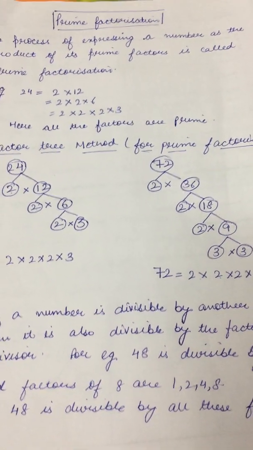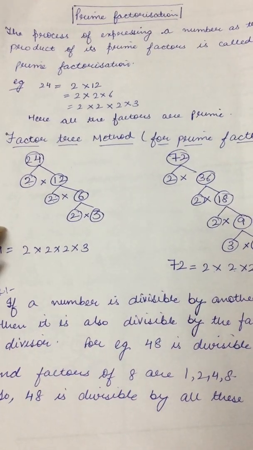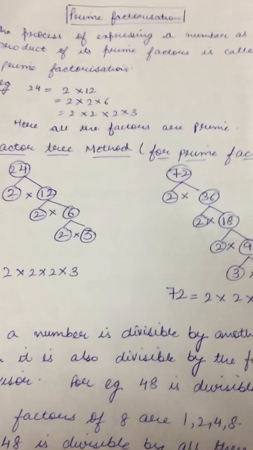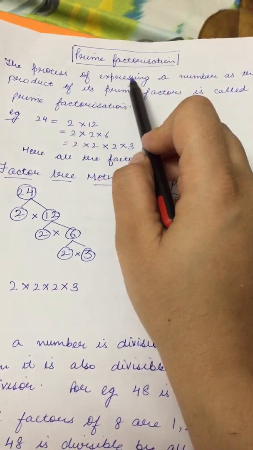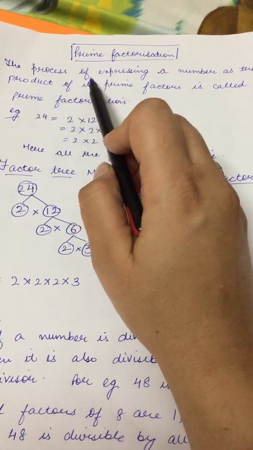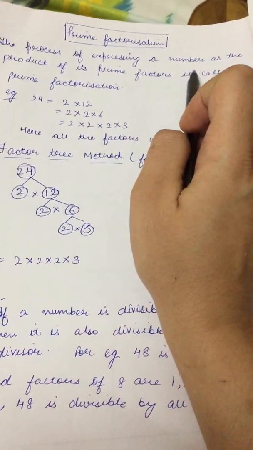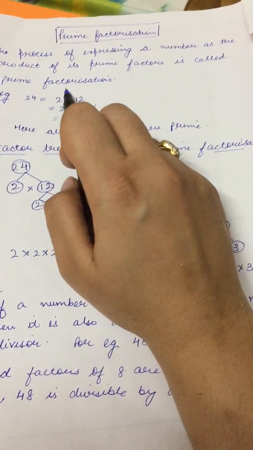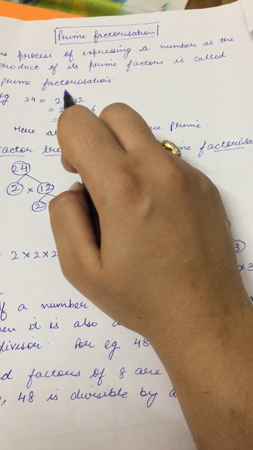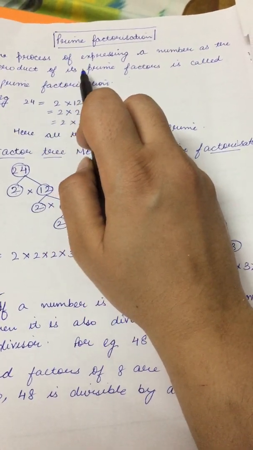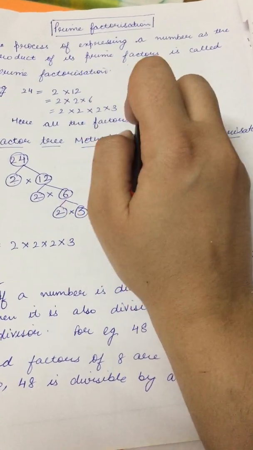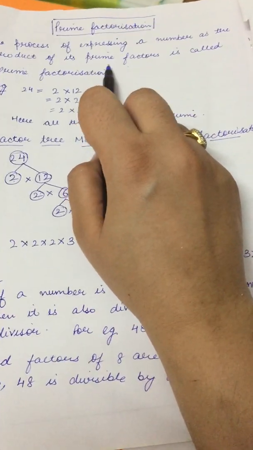Good morning, students. Now the next topic of the chapter of factors and multiples is prime factorization. Now what is prime factorization? The process of expressing a number as the product of its prime factors is called prime factorization. It means when we express a number as the product of its factors, but those factors should always be prime numbers.